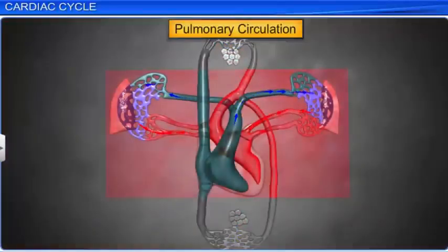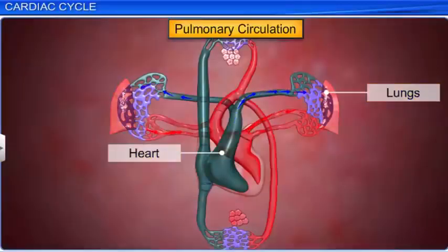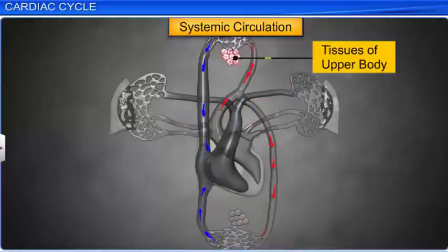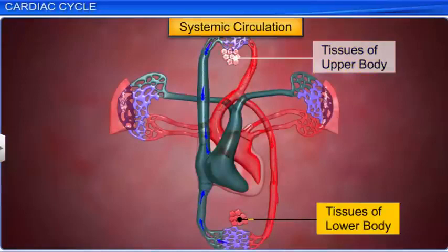Pulmonary circulation refers to the circulation of blood between the heart and the lungs, whereas systemic circulation refers to the circulation of blood between the heart and the tissues of the body from head to toe.